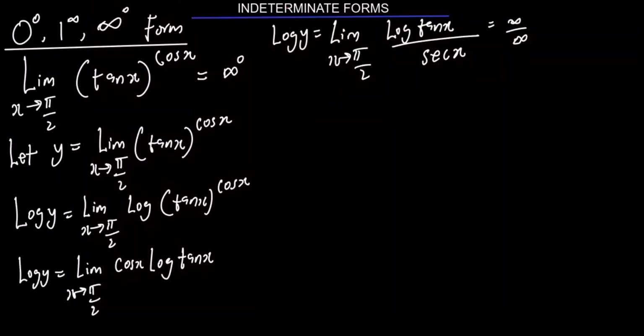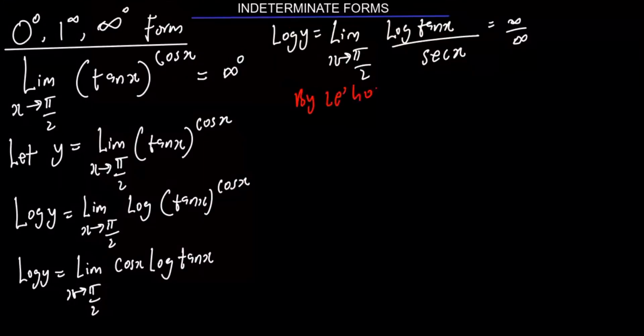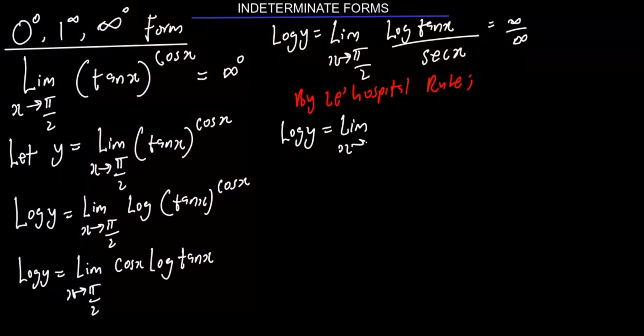By L'Hospital's rule, what do we have here? Now for the right-hand side, I have log y equal to the limit as x tends to pi over 2. What do we do here? Observe. Differentiate the top and differentiate the bottom separately.